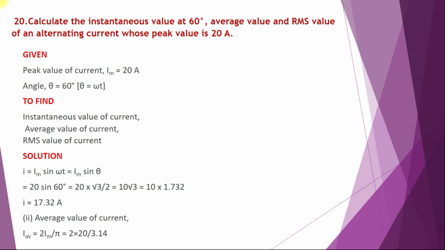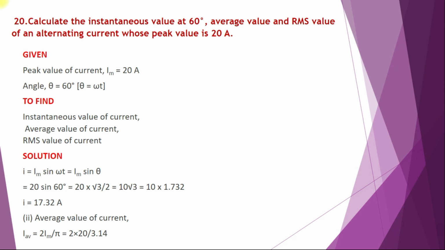20th problem. Calculate the instantaneous value at 60 degree, average value and RMS value of an alternating current whose peak value is 20 ampere. So we will start the problem with the given data. Peak value of current Im is equal to 20 ampere, angle theta is equal to 60 degree, which is equal to omega t. We are supposed to find the instantaneous value of current, average value of current and RMS value of current. So the solution starts with the instantaneous current formula.